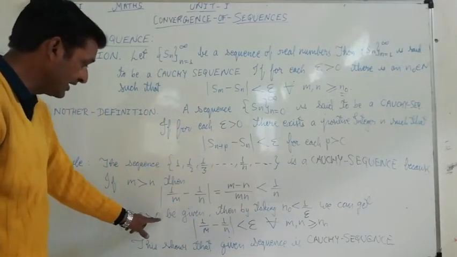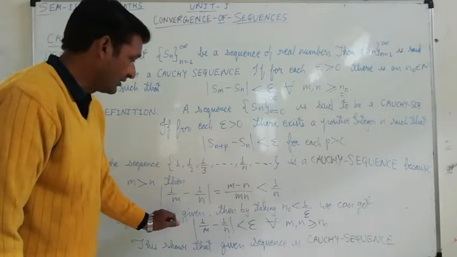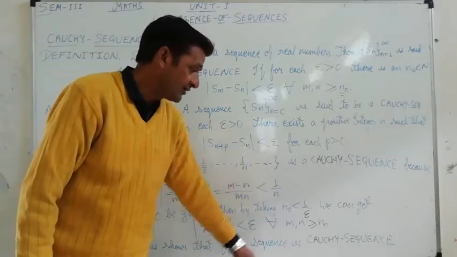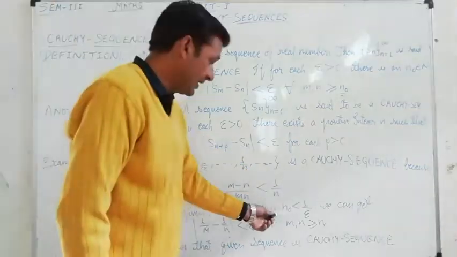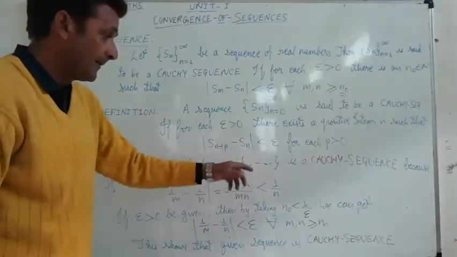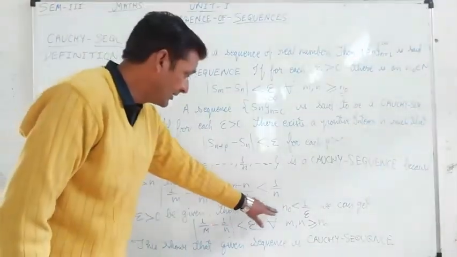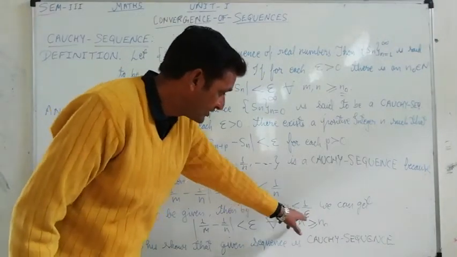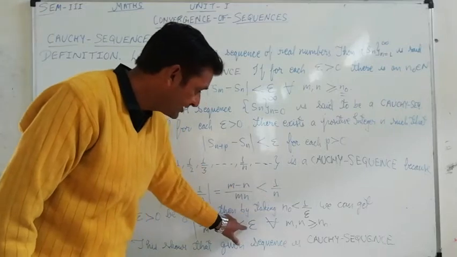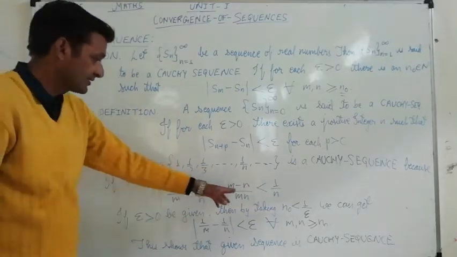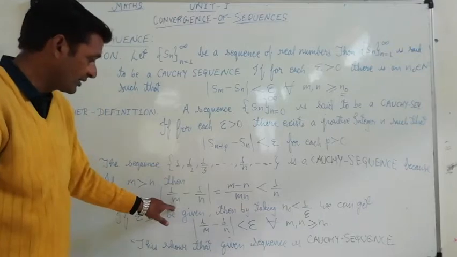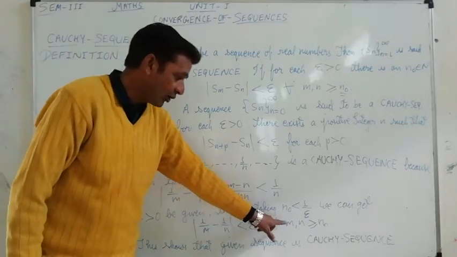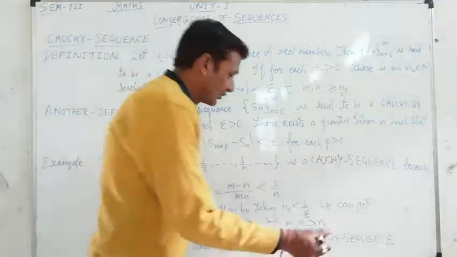Then suppose epsilon greater than 0 is given, and we take n0 greater than 1 upon epsilon. Taking n0 as 1 upon epsilon, if we replace both the values, this will be replaced by epsilon. This is the solved part. So mod of 1/m minus 1/n is less than epsilon for all m, n greater than n0.